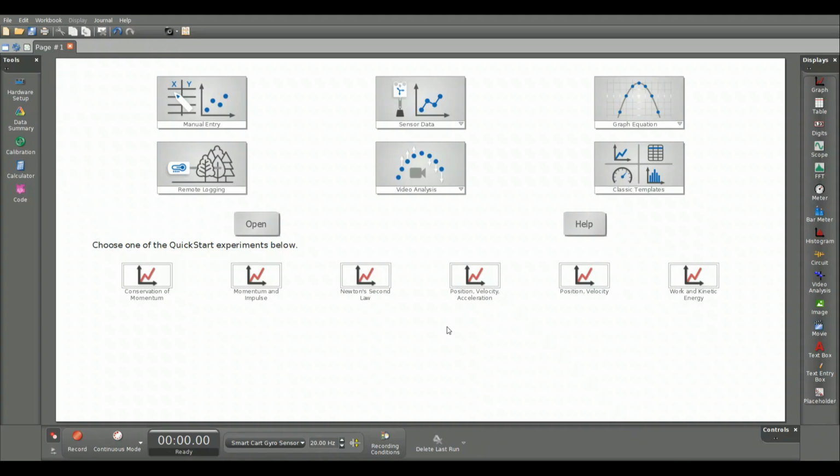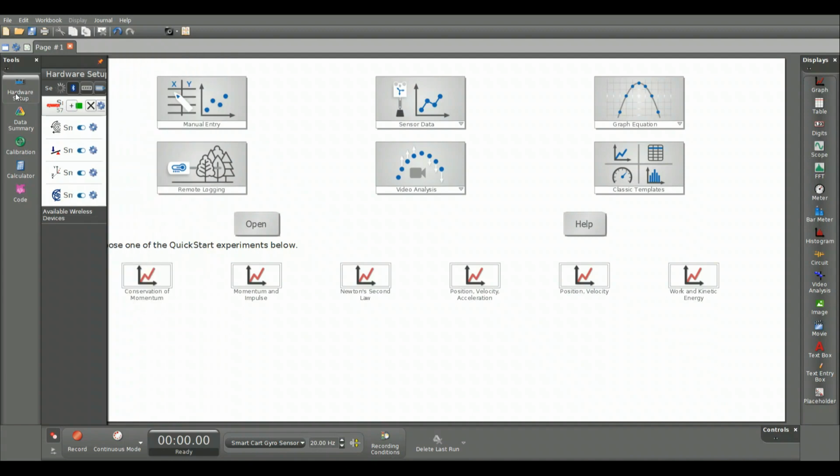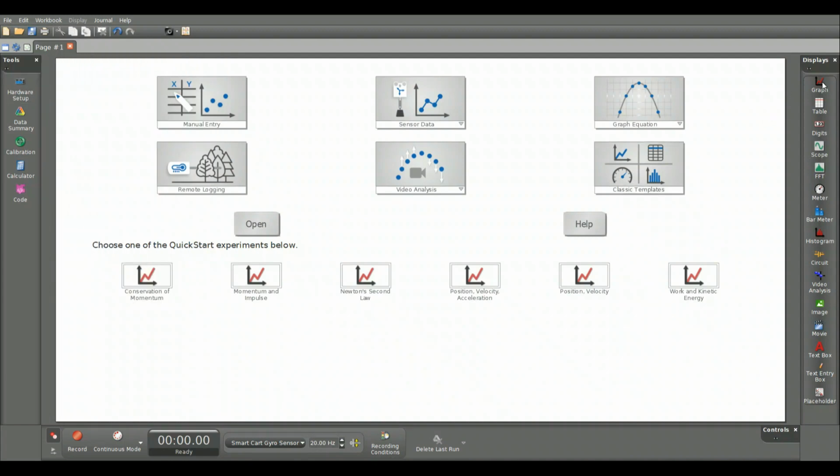So let's look at the capstone file. Okay, here we are, capstone. I've already logged in with the cart, and we're going to need a graph.